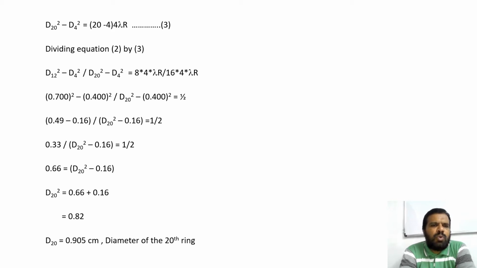Dividing equation 2 by 3, D12 square minus D4 square divided by D20 square minus D4 square is equal to 8 into 4 into lambda R divided by 16 into 4 into lambda R. This can also be written as 0.700 whole square minus 0.400 whole square divided by D20 square minus 0.400 whole square is equal to 1 by 2. 0.49 minus 0.16 divided by D20 square minus 0.16, that is equal to 1 by 2.